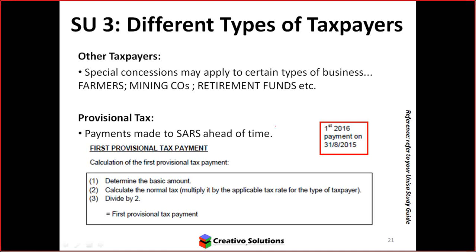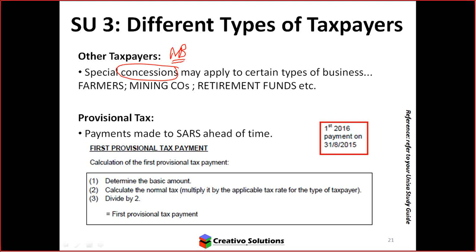Alright, then I've just given you a note here about other taxpayers. There are special concessions for certain types of businesses, like farmers, like mining companies, like retirement funds. Okay, why do you think there'll be extra concessions for these types of businesses? Because these are the businesses that basically are, like, I could say, the backbone of our economy. Not really backbone, but these are the businesses that struggle or can struggle the most.